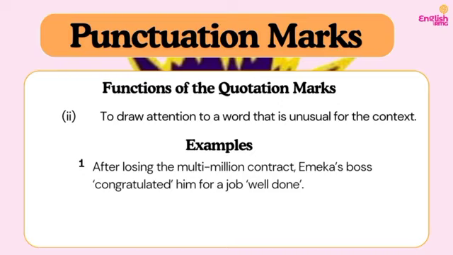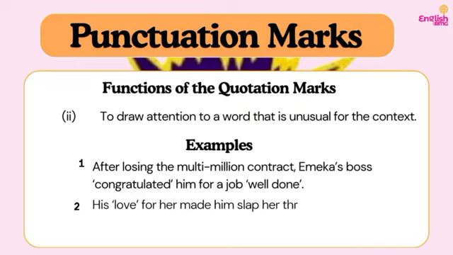No. It would be a job badly done. But for some reasons, we are trying to be kind of subtle or kind of using an understatement in order not to sound too harsh towards Emeka. Do you understand? So example 2 we have, his "love" for her made him slap her 3 times. So when someone loves you, the person wouldn't want to slap you 3 times. So when you say his love for her, in quote, love here does not actually mean love, especially when you look at the context.